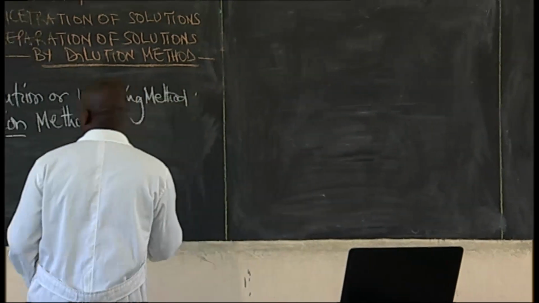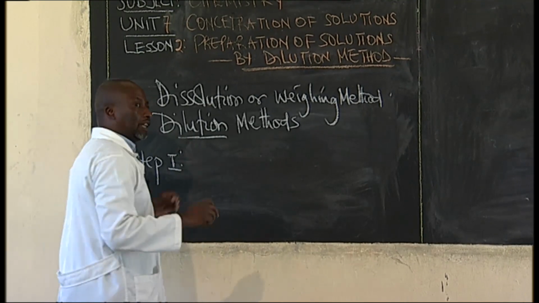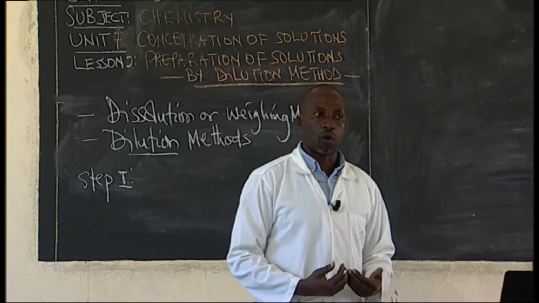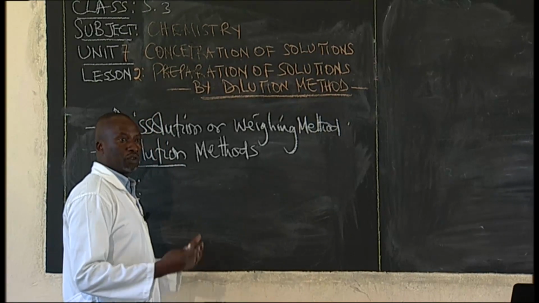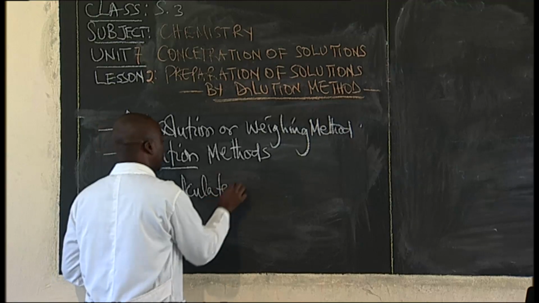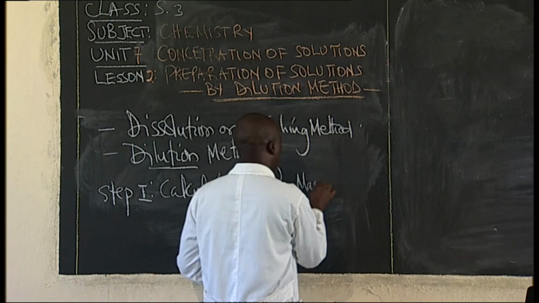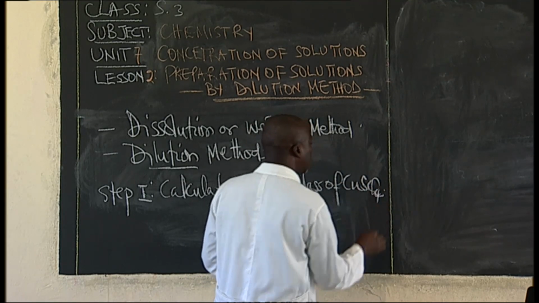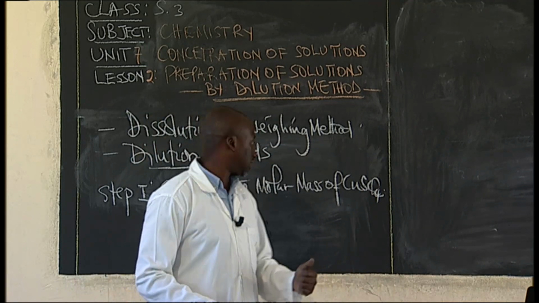In the first step, that is step number 1, you need to calculate the mass that is equivalent to 0.1 mole. So first of all, you calculate the molar mass of copper 2 sulfate. You need to know the molar mass. That is the mass containing 1 mole of that substance.